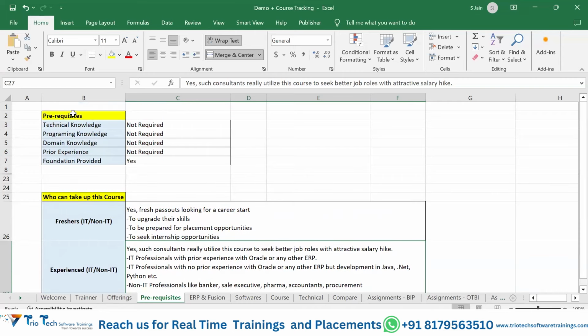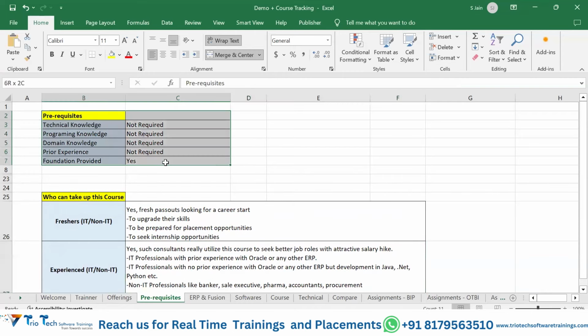Guys, no prerequisites are required for this particular training. If you don't have any technical background, no technical knowledge, no programming knowledge, you don't know what Oracle is, what ERP is, you are a complete fresher or just passed out, that is fine. We are covering everything from the basics, and that's the reason we are saying the foundation layer is also being provided.